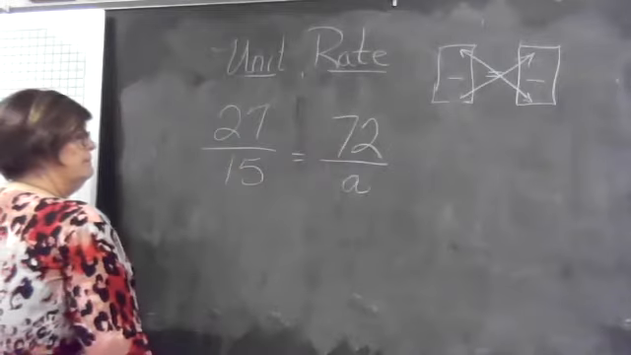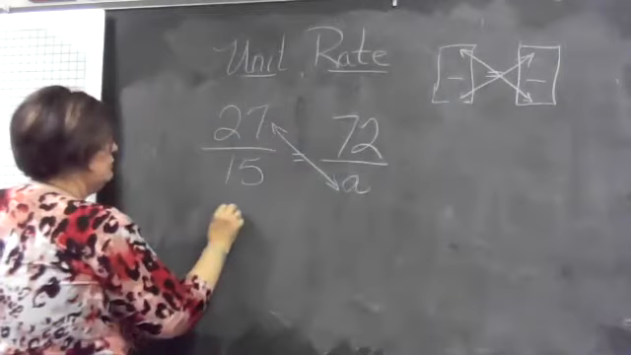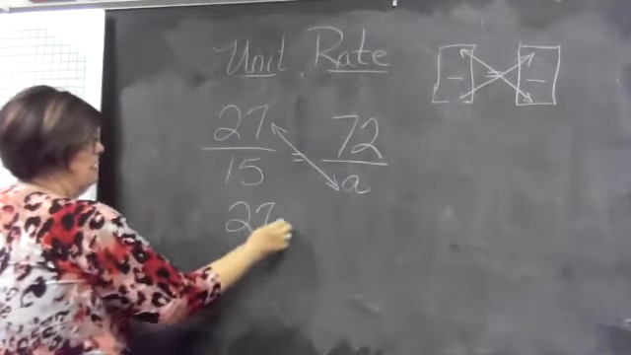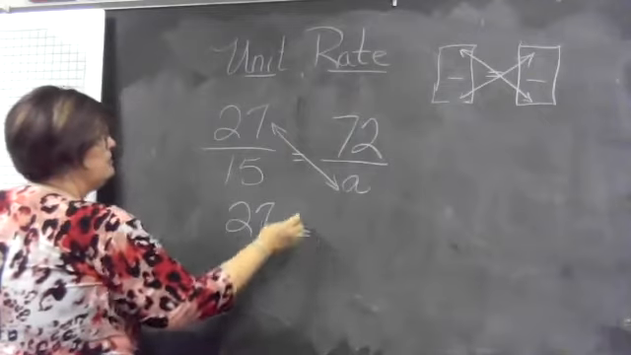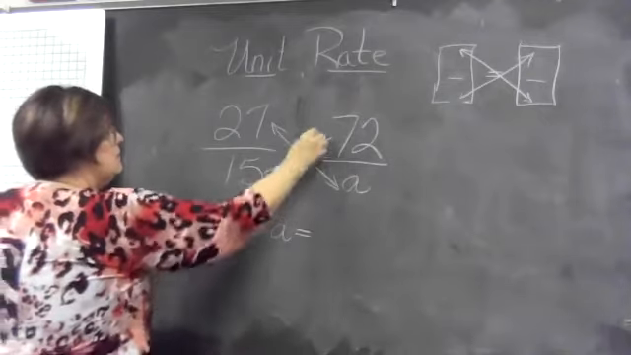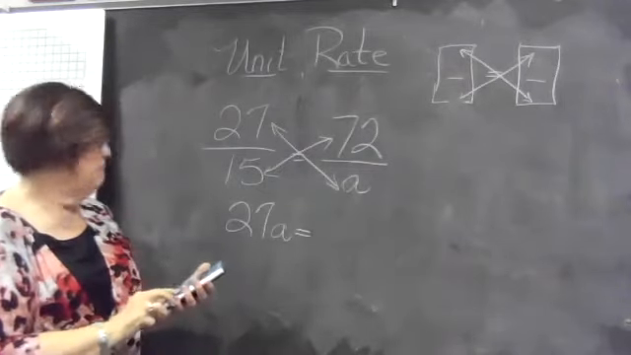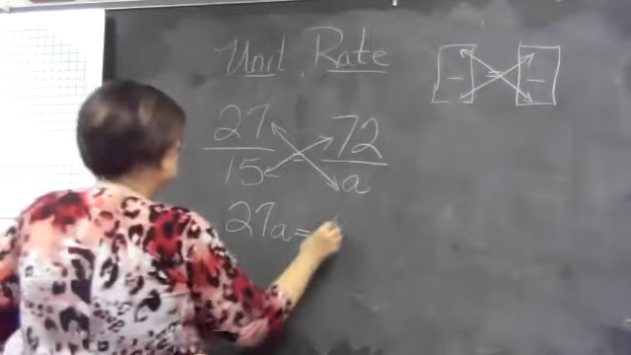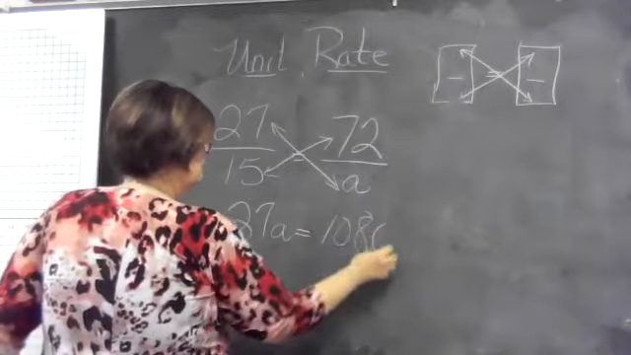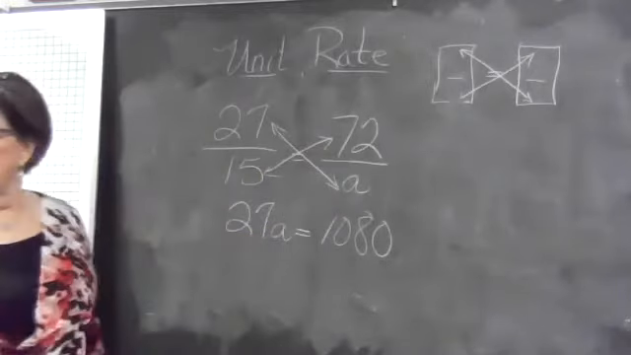So here we go. We can multiply whichever way you want to first. 27 times A equals exactly the same amount as 72 times 15. This is true of a proportion.